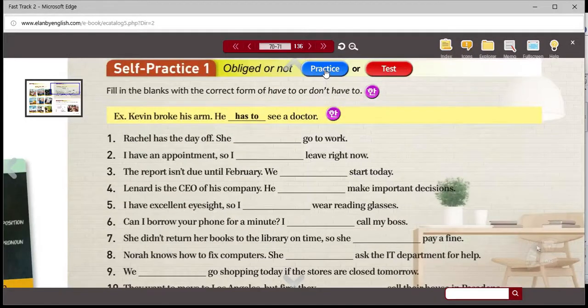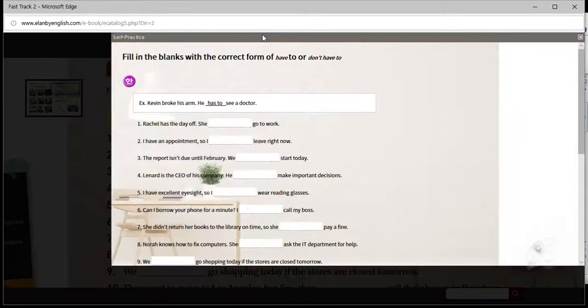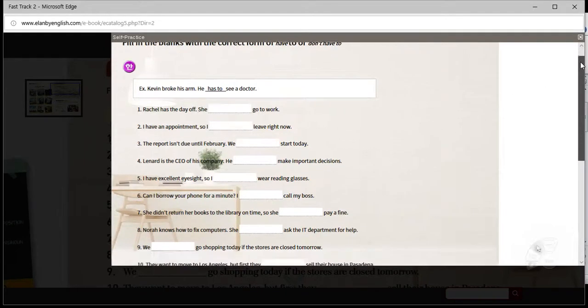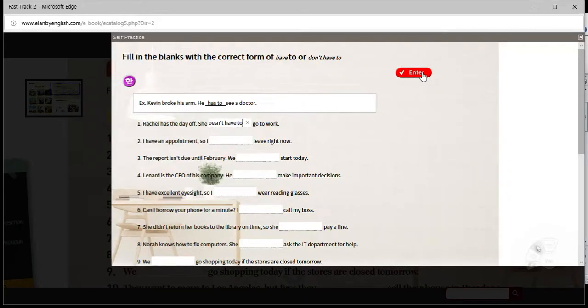We're going to open up practice offered in the ebook. So we're going to review the sentences that we have just filled out. The first one we did together. Rachel has the day off. She does not have to go to work. All right, and we know that's the answer. We checked that one before.